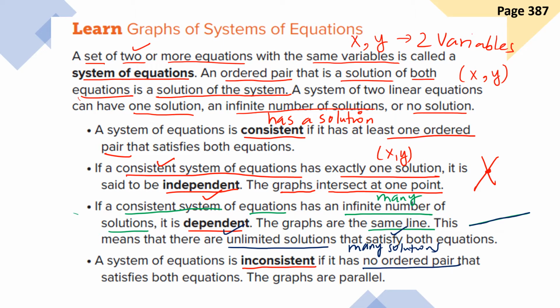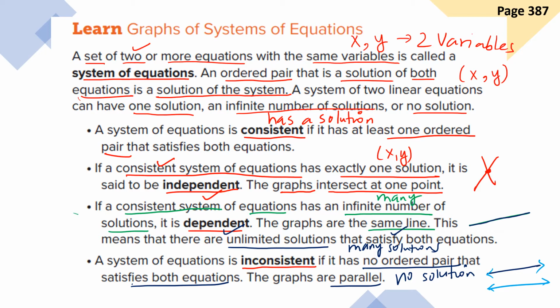Inconsistent means no ordered pair satisfy both equations, so lines are parallel and there is going to be no solution. So the graph will look like this, one line and the other line. There is no meeting point. They both are parallel to each other.